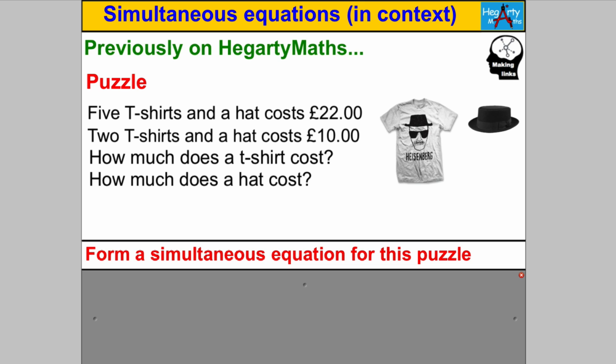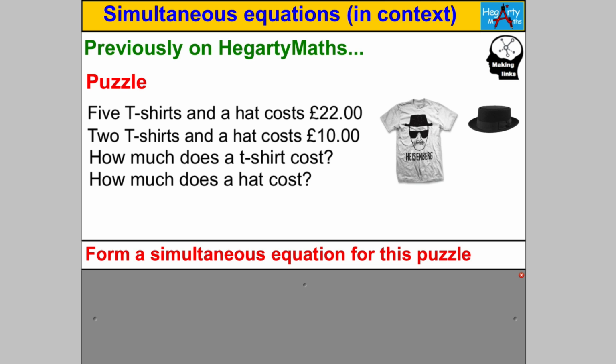of simultaneous equations. Remember the puzzle? 5 t-shirts and a hat cost £22, 2 t-shirts and a hat cost £10. How much does a t-shirt cost? How much does a hat cost? I want you to form a simultaneous equation for that puzzle above.